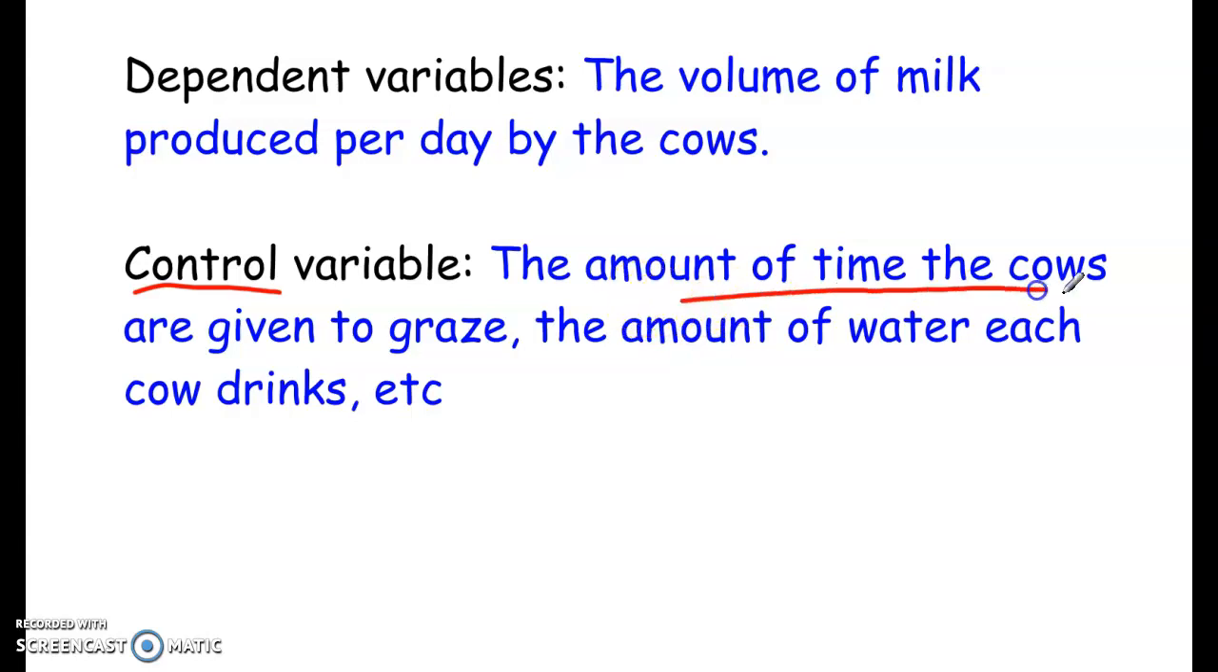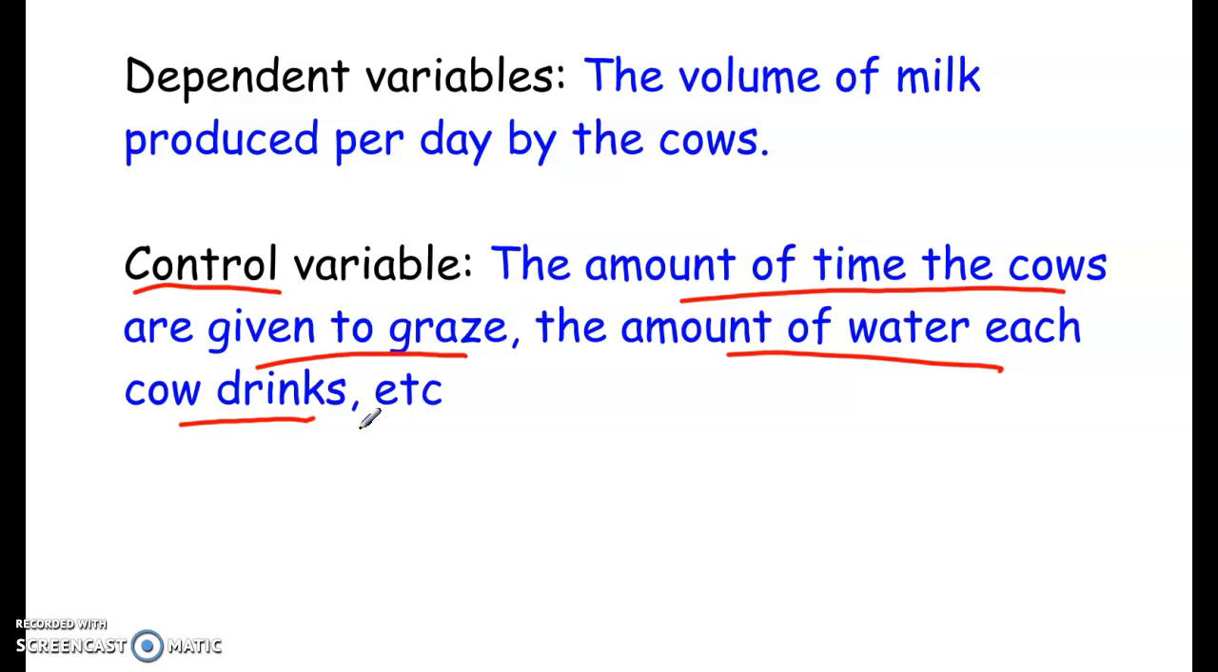So the amount of time that the cows are given to graze. Meaning the cows, right? Obviously they're eating the grass. You have to give them the same amount of time to eat. We can't have one group of cows eating for 3 hours and one group of cows eating for half an hour. The amount of water each cow drinks also has to be kept about the same.